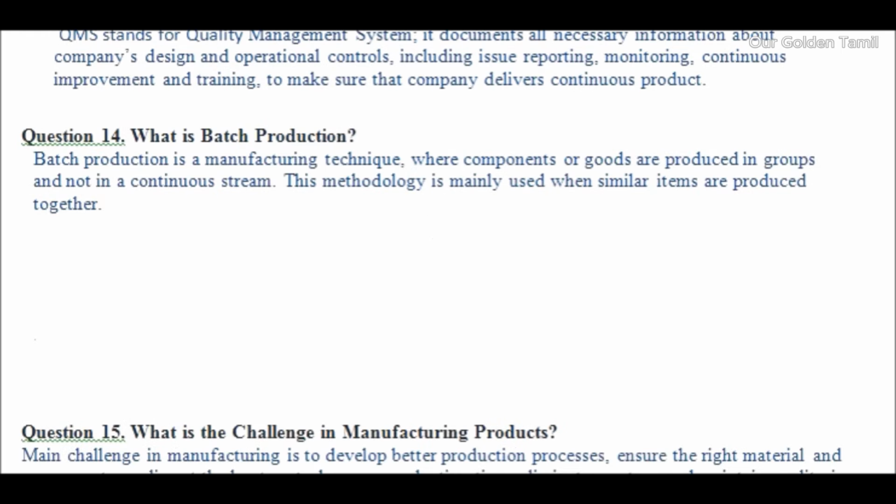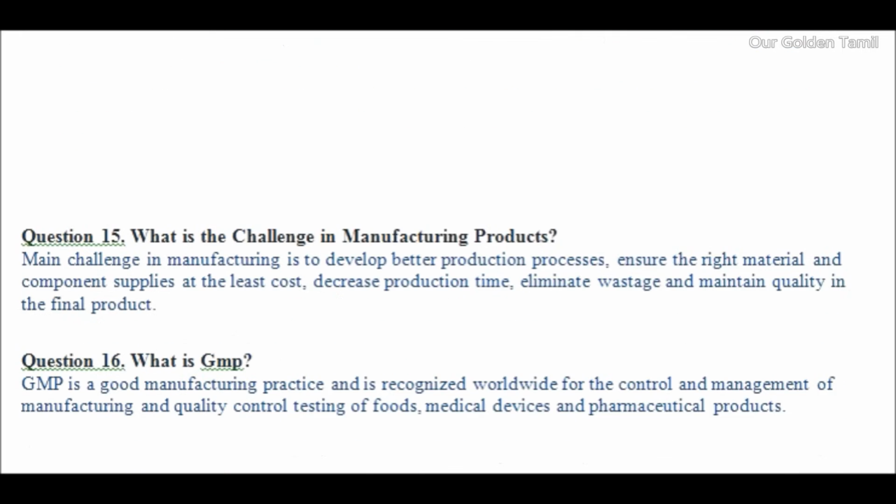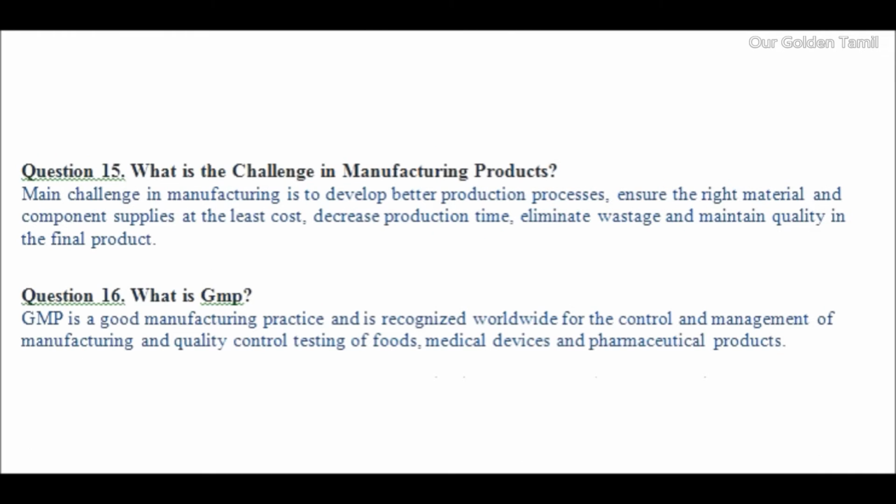Question 14. What is batch production? Batch production is a manufacturing technique where components or goods are produced in groups and not in a continuous stream. This methodology is mainly used when similar items are produced together. Question 15. What is the challenge in manufacturing products? The main challenge in manufacturing is to develop better production processes, ensure the right material and component supplies at the least cost, decrease production time, eliminate wastage and maintain quality in the final product.